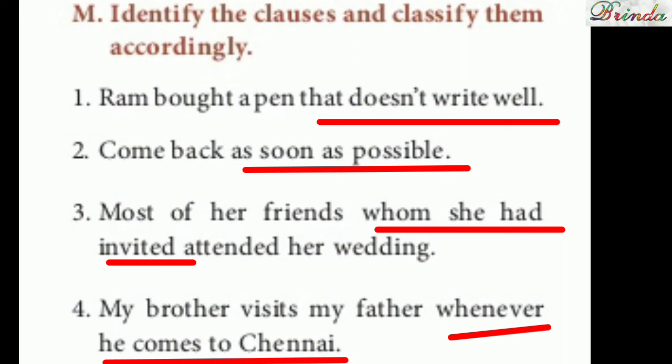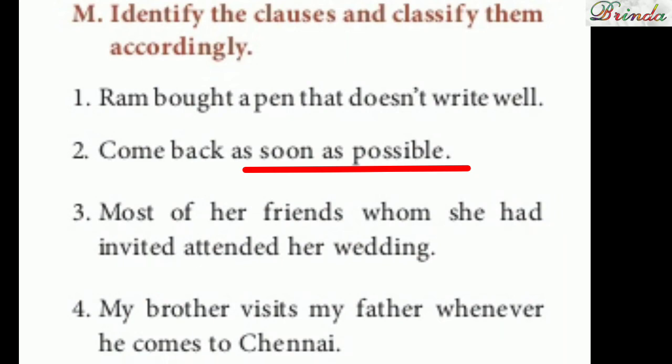Come back as soon as possible. As soon as possible. Most of her friends whom she had invited attended her wedding. So whom she had invited, that is subordinate clause. My brother visits my friend whenever he comes to Chennai. So whenever he comes to Chennai is subordinate clause and bold one is main clause.